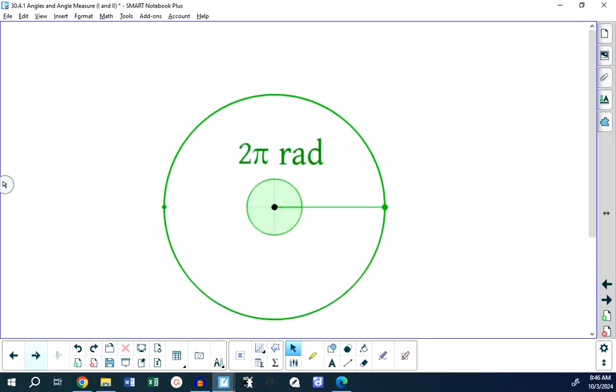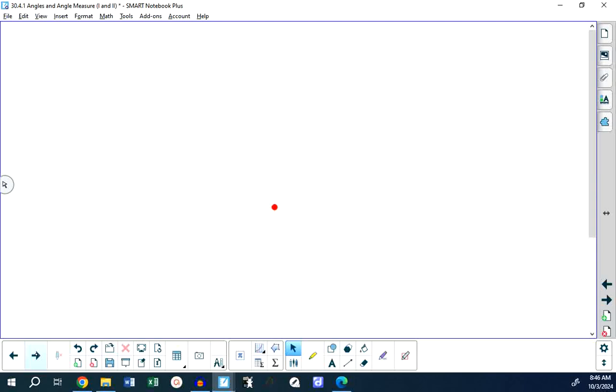So in total, a half a revolution is pi radians, but a full revolution then becomes 2 pi radians. You're with me on that? It's just something you need to know.